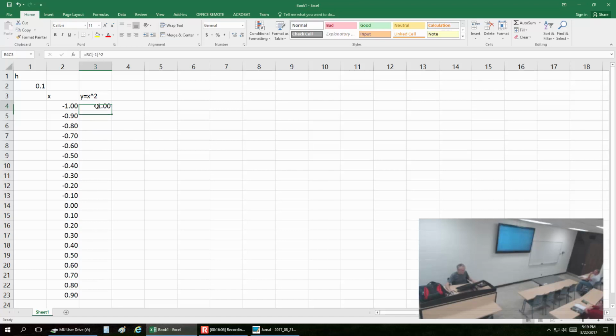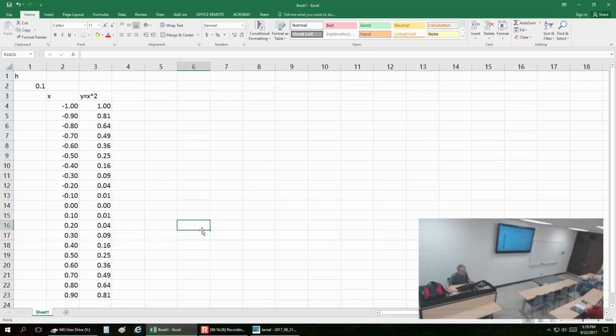Then once again I highlight down, starting with the formula that we already have taken care of, and I want this formula repeated in every cell below. So I push Control-D, which stands for Control Down, and a bunch of values of y have been computed. That's how you produce a table of values for a function. As long as you have a formula, it doesn't matter the complexity of the formula.